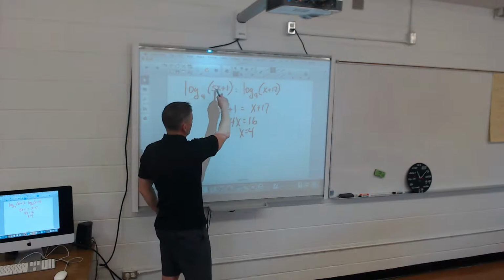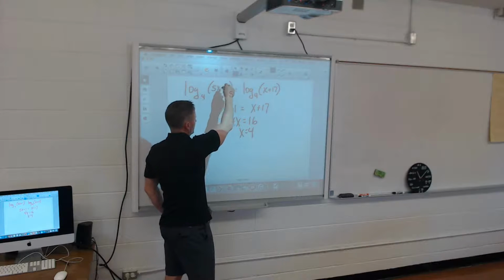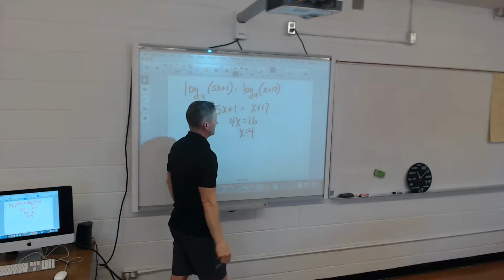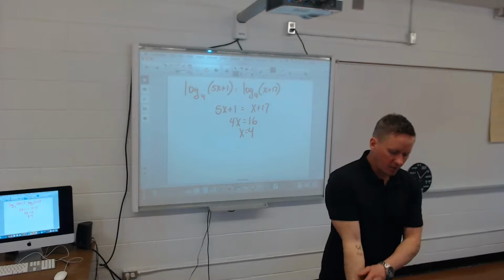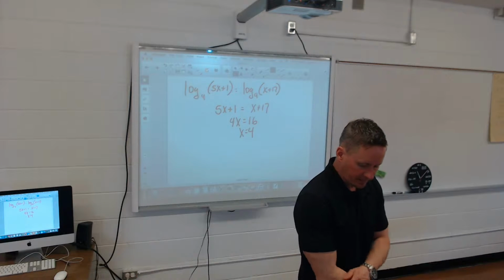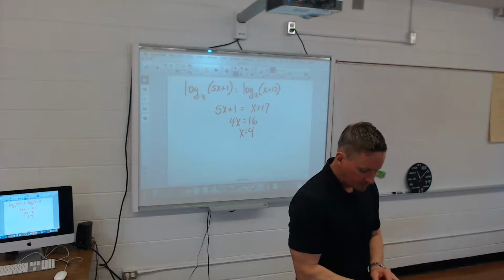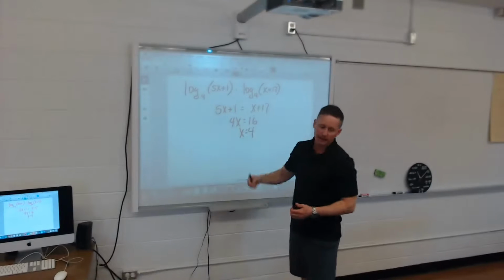So I actually have to put it in here and check it. 4 times 5 plus 1, that would be log of 21. 4 plus 17, log of 21, base 4. They're going to equal each other. So that's where we're going with this, and that's the reason we want to solve it. We want to practice. Now this one didn't really set us up for the practice.